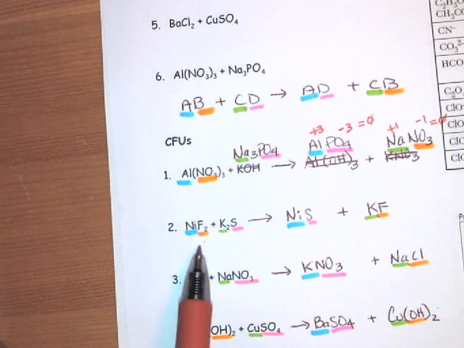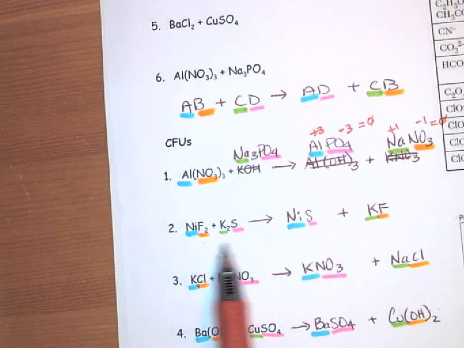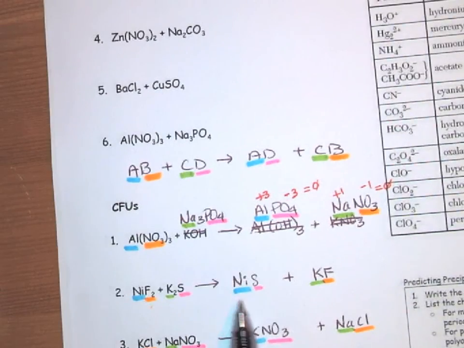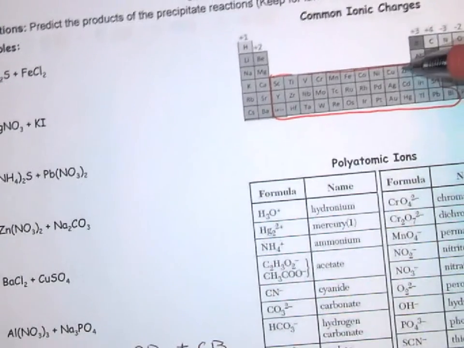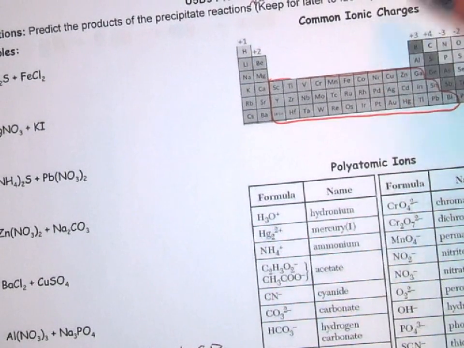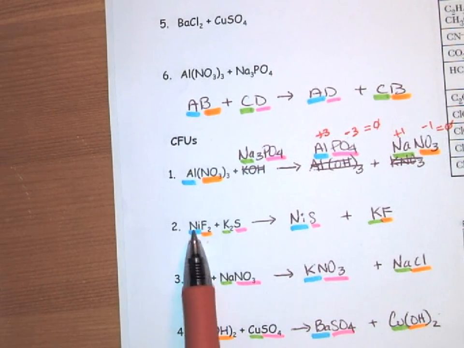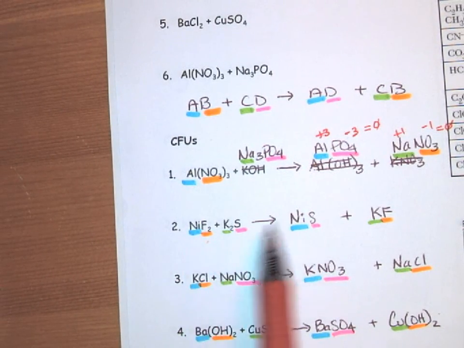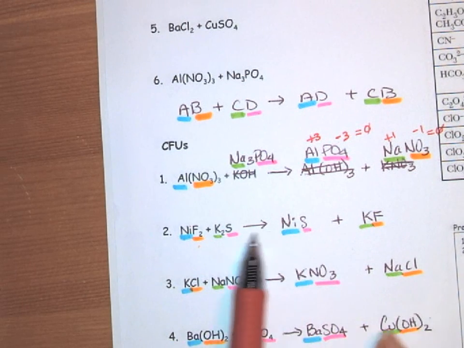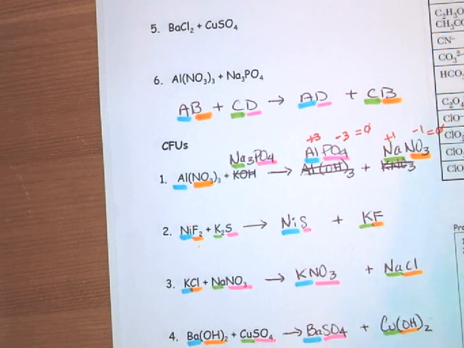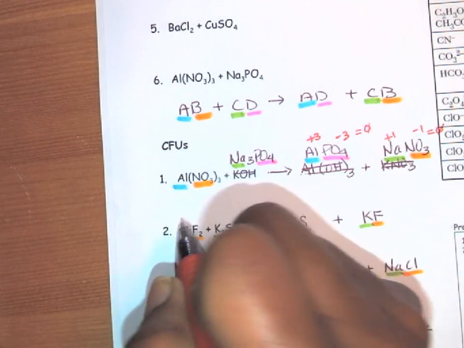Okay, for the next example, we have these two products. Nickel is a transition metal, right? For transition metals, you have to figure out their charges. To do that, first of all, let me back up. We form these two products by switching, just like we've done before, so that part is pretty straightforward. But to figure out if these are the correct formulas, we would look on the periodic table. Nickel is a transition metal, so we got to figure out the charge.